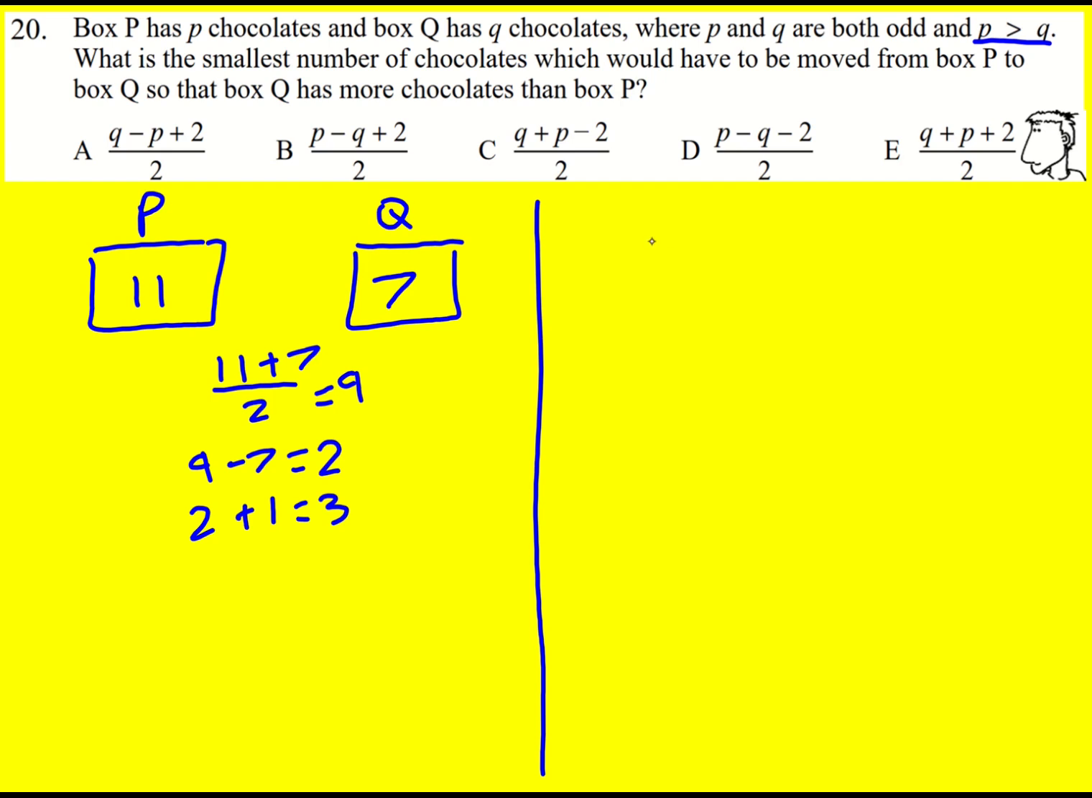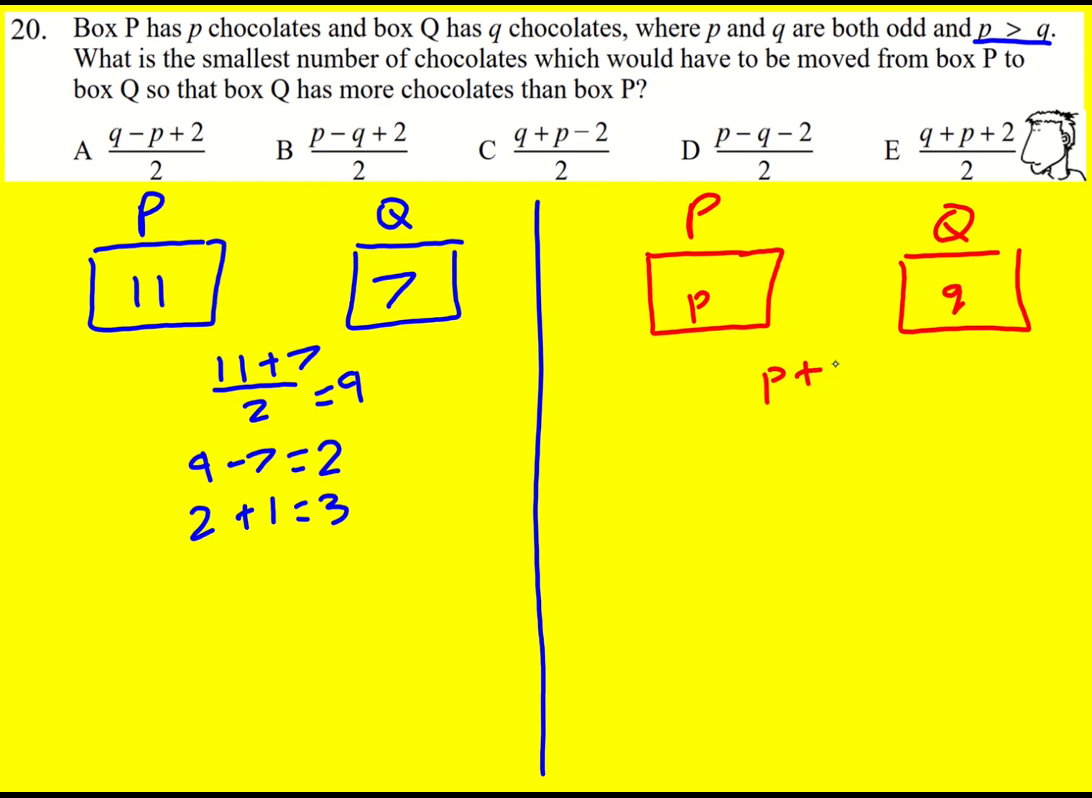All right, and that is a good basis for the general problem. It's going to work in the same way. It's just harder to see this when we're working algebraically. So now I've got little p and little q. The mean is going to be p plus q over 2. See, p and q are both odd, which means when I add them, I get an even number, which means p plus q over 2 is a whole number. So I can give that amount.